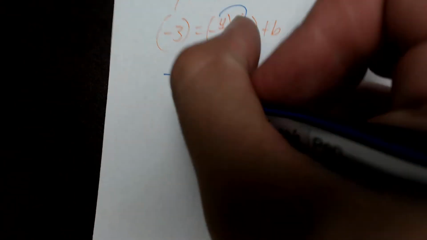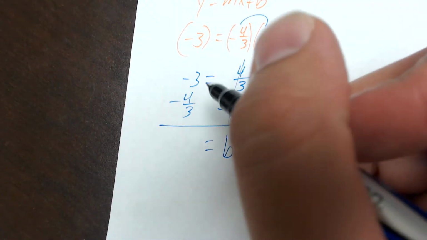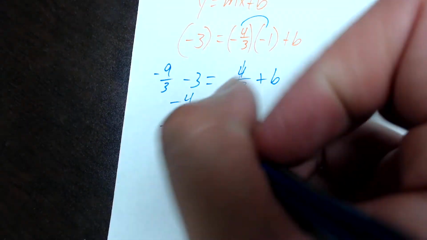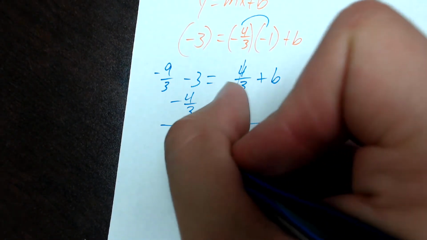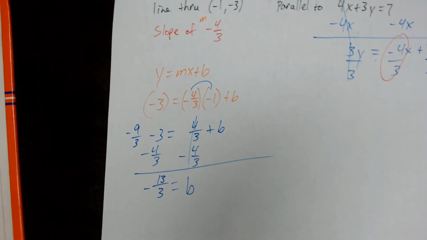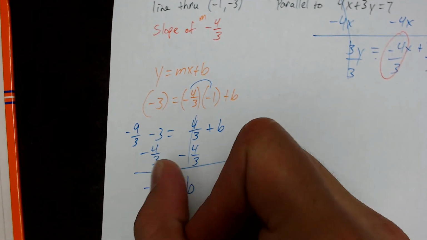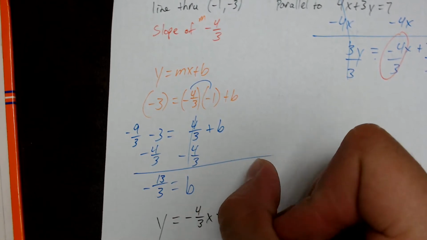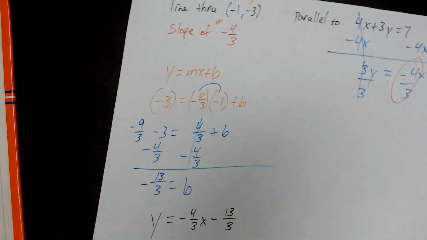All right, now to finish solving for b, I'll subtract 4/3 from each side. That cancels. And -3 plus -4/3 will equal b. So -3 with the denominator of 3 is going to become -9/3. -9 plus -4 is -13/3. And that's the value of b. So once I have the slope and the value of b, the final equation is y is equal to -4/3 x minus 13/3, and that is your final answer.